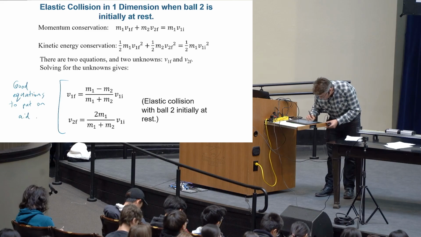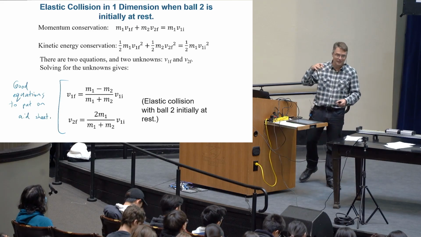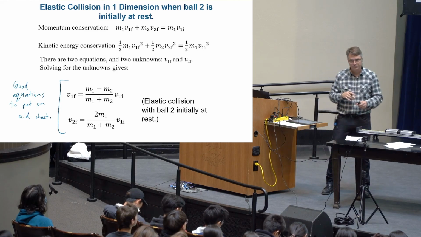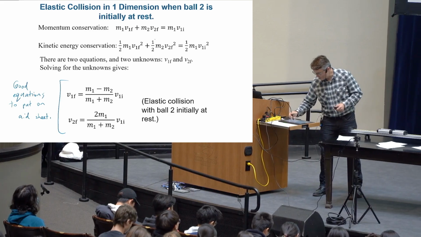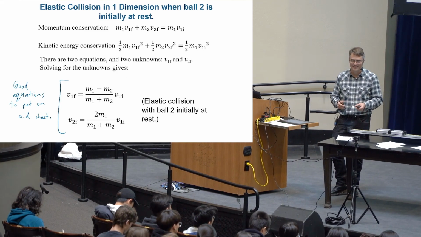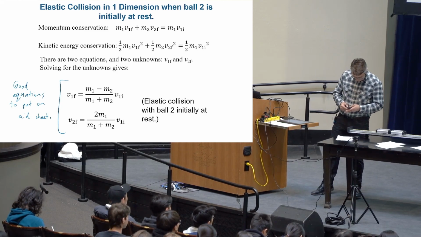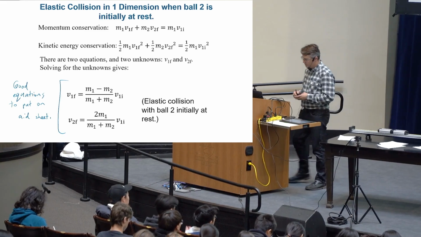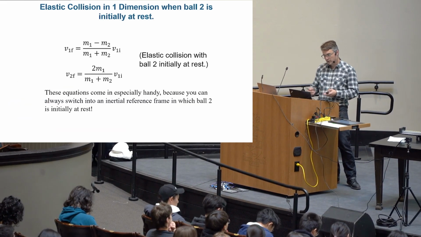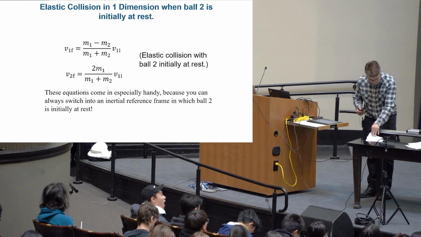When I was taking first year physics, we went through in detail how to solve this. It takes about a page of algebra to go from these equations to these equations. But rather than do that every time on a test, I just used to write these ones on the aid sheet. These two equations come in especially handy because you can always switch to an inertial reference frame in which ball 2 is initially at rest.